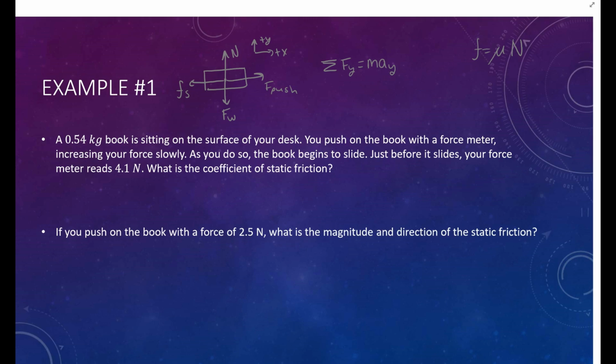So, we already established the fact that because we're dealing with static friction, our object is stationary. It's not moving. All right, so what's our acceleration? 0.